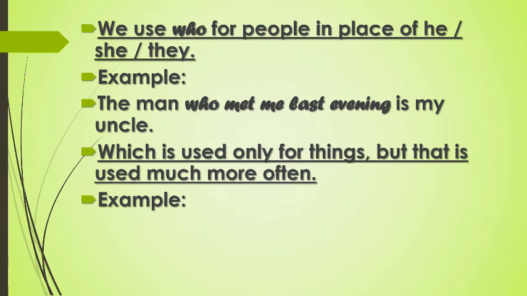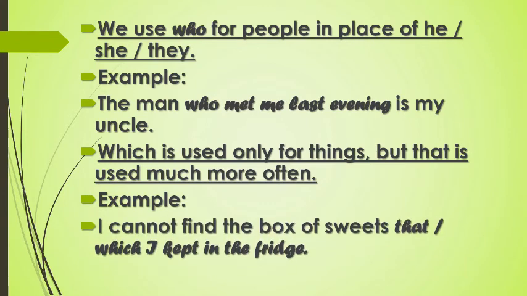Which is used only for things, but that is used much more often. For example, I cannot find the box of sweets that or which I kept in the fridge. In the given example, the relative clause beginning with that or which has been used for the box of sweets, which is an item or thing, not a person.